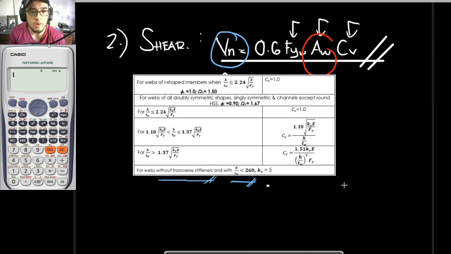So, it can be negative shear, it can be positive shear. Whatever shear you see in your shear diagram, compare it here. And this value should be greater than your actual shear. So, this is our strength, and your actual shear should be lower than this. Because if your actual shear is higher, then your section is no longer safe.